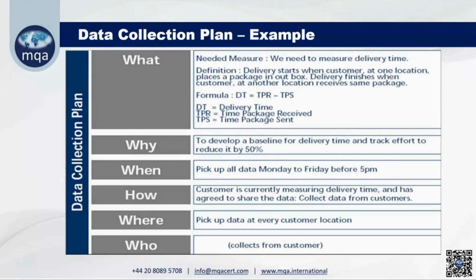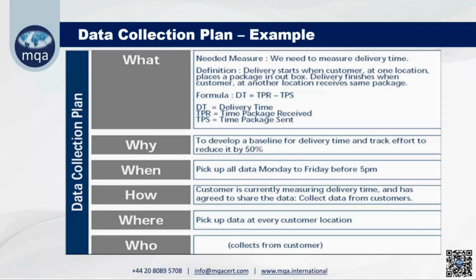Data collection plan example. Now we have seen the definitions, the ideas. Now we'll see the examples. What needs to be measured: we need to measure delivery time. So what is our data? The data example here is delivery time. What is delivery time? Delivery starts when the customer at one location places a package in the out box.